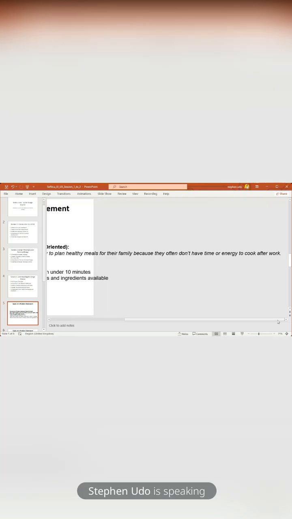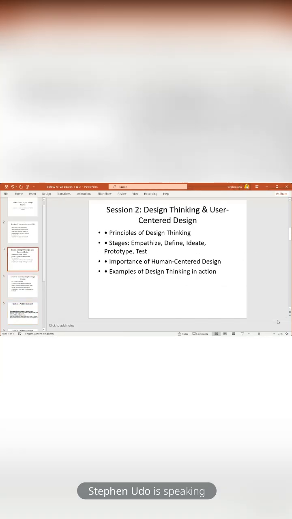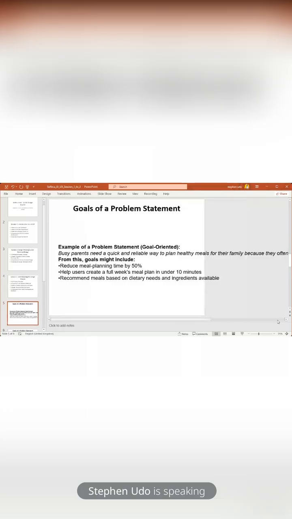Yes, I used that example last time. Busy parents need a strategy on how they can cook well for their children so that their children's nutrition will not suffer because of their work.